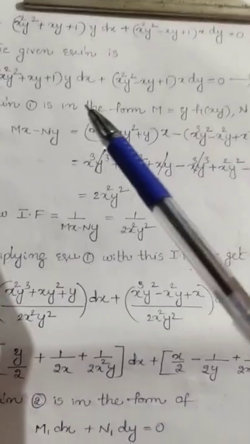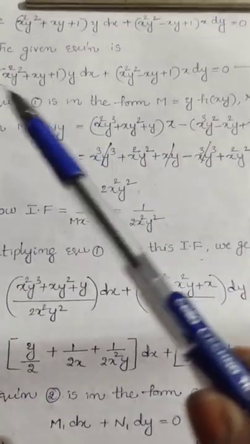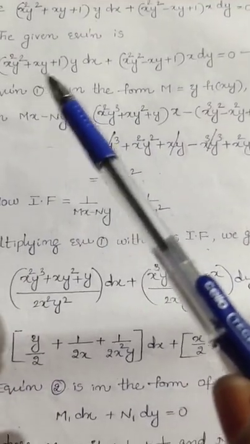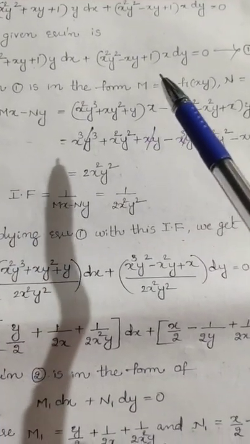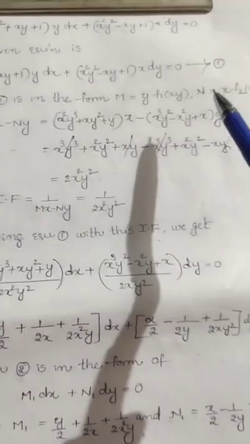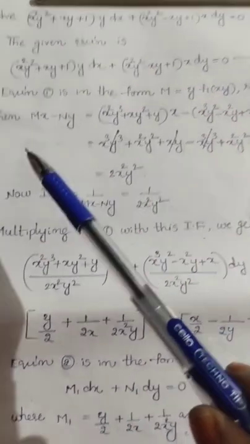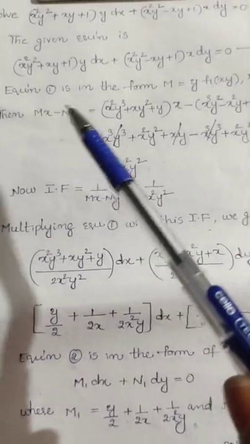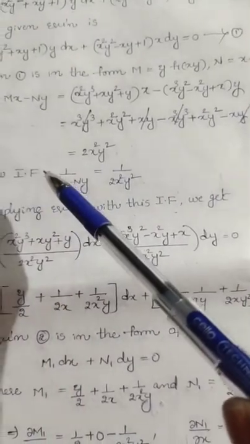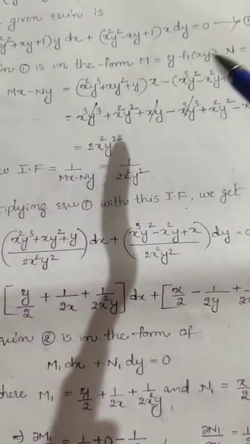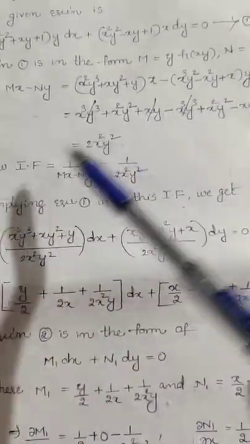So the given differential equation is x square y square plus xy plus 1 into y dx plus x square y square minus xy plus 1 into x dy equal to 0. This is equation number 1. So this equation 1 is in the form of M equal to y into f1 of xy, comma N equal to x into f2 of xy. Then we have to find out the value of Mx minus Ny.